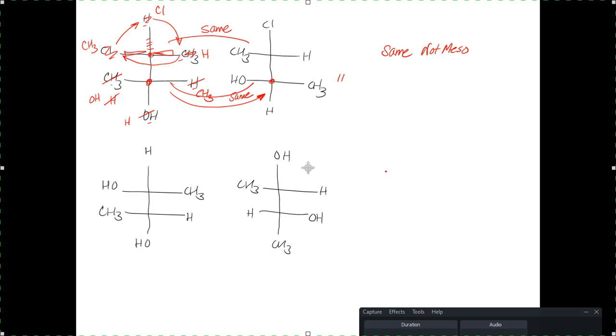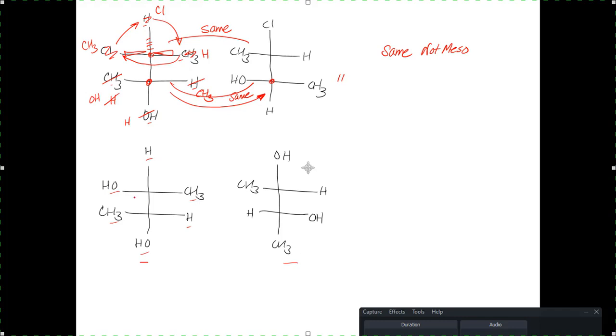Okay. Now let's look at the bottom example. In the bottom example, the first thing I see is OH, H, methyl, methyl, OH, H. I have the same two groups. So now what I need to do is determine for each molecule, are those meso? Is this one meso? And is this one meso?